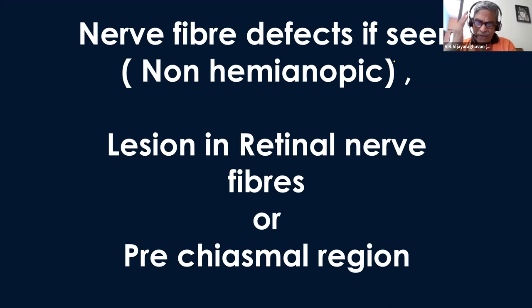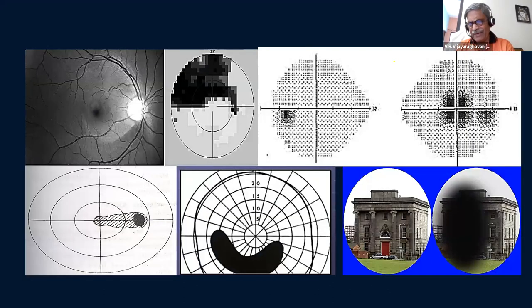That means what? Once I have found out RAPD, do field charting, find out whether it is only an optic nerve or retina problem, or it is above. I'll tell you, above is not above. Can you see now here? This is called arcuate defects. That means an arcuate defect is here. That means what? The problem is somewhere in the retina or optic nerve only.